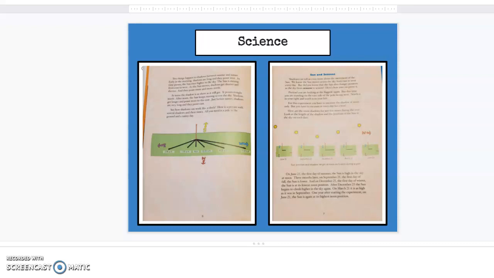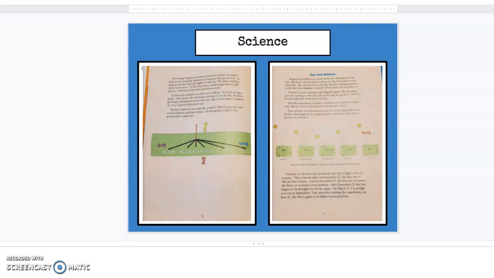Here are the noon shadows for just 5 times during the year. Look at the length of the shadow and the position of the sun in the sky on each date. On June 21st, the first day of summer, the sun is high in the sky at noon. 3 months later, on September 21st, the first day of fall, the sun is lower. And on December 21st, the first day of winter, the sun is at its lowest noon position.